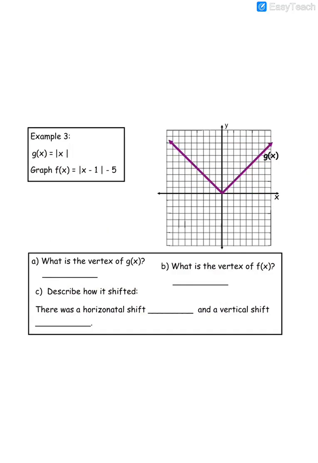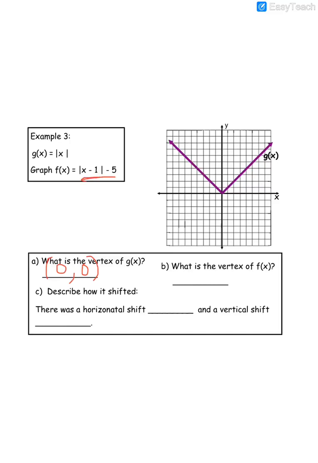Example number 3. So first we're going to graph g of x, which is actually done for us already. Then we're going to graph f of x, which is equal to the absolute value of x minus 1, minus 5. So we can do this a lot of different ways. One, we could plug this in our calculator and generate some points. Or we could really think about this for a minute, okay? So the vertex of g of x is 0, 0.